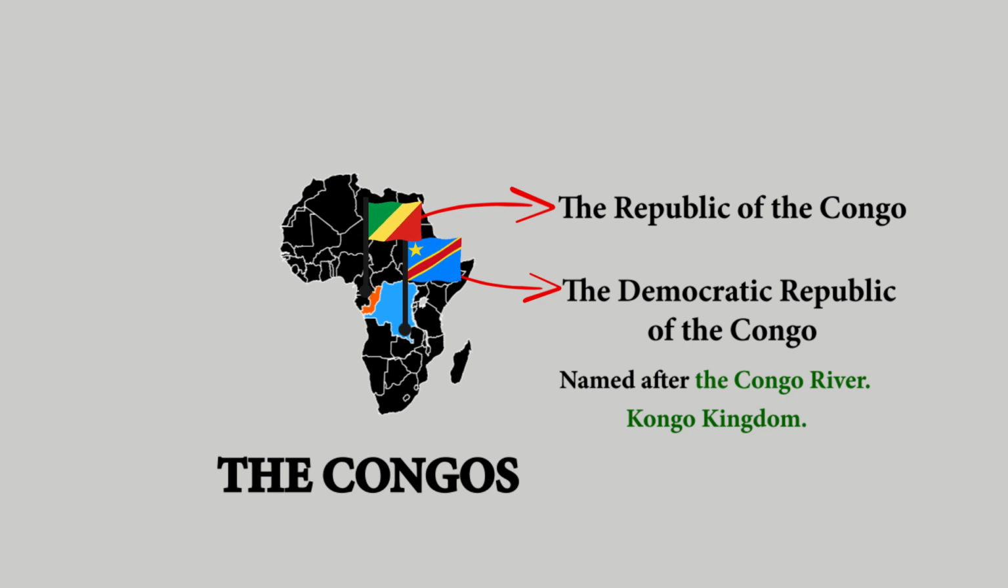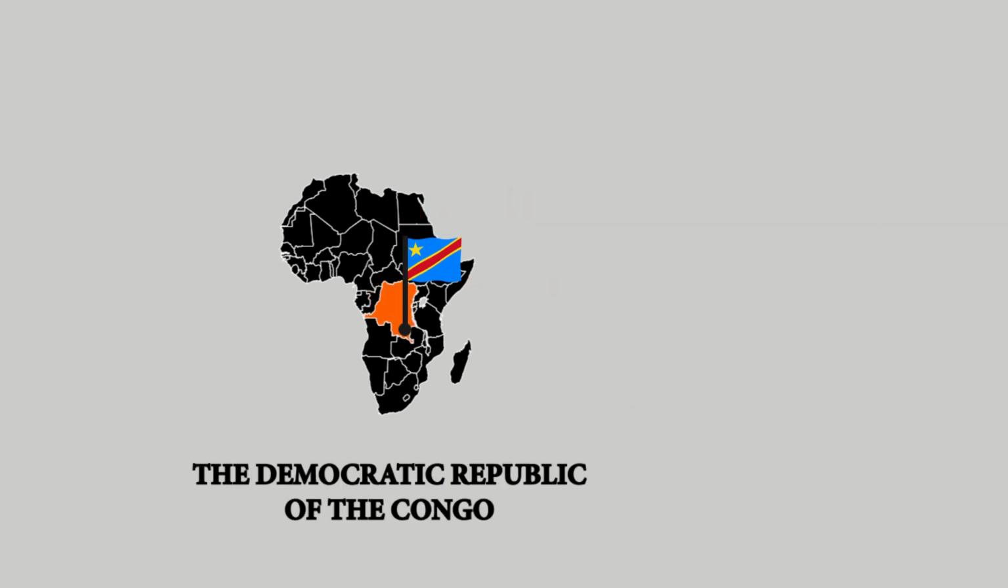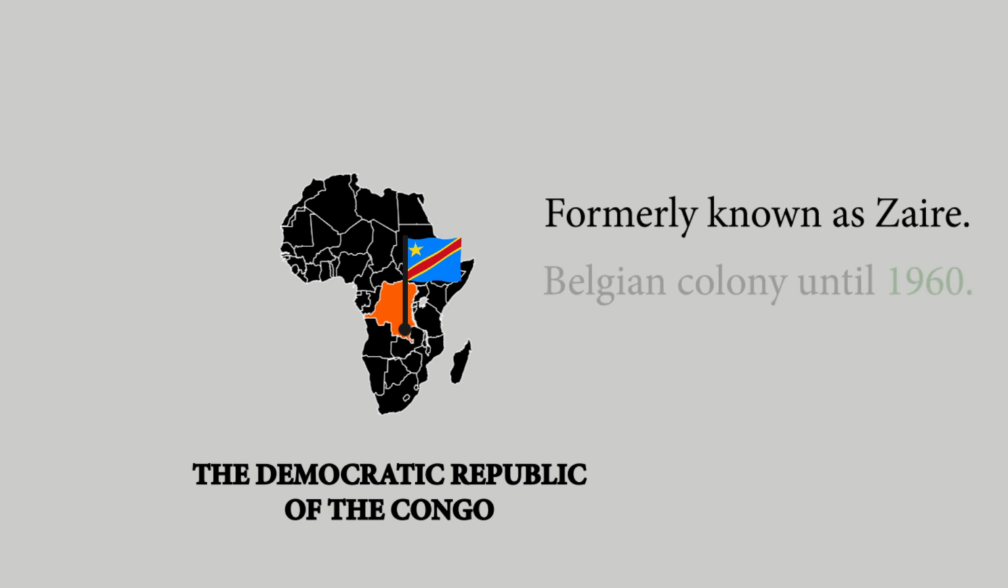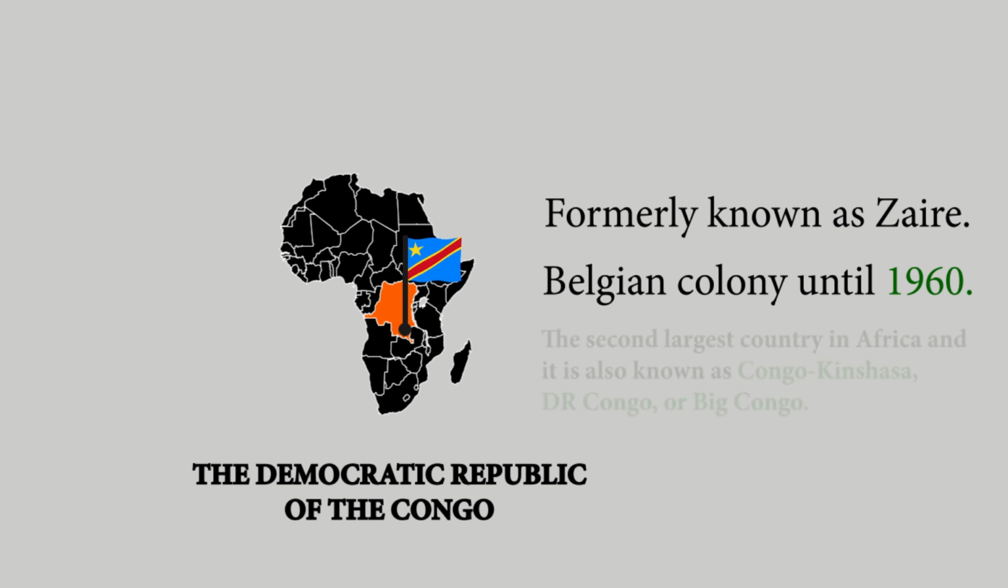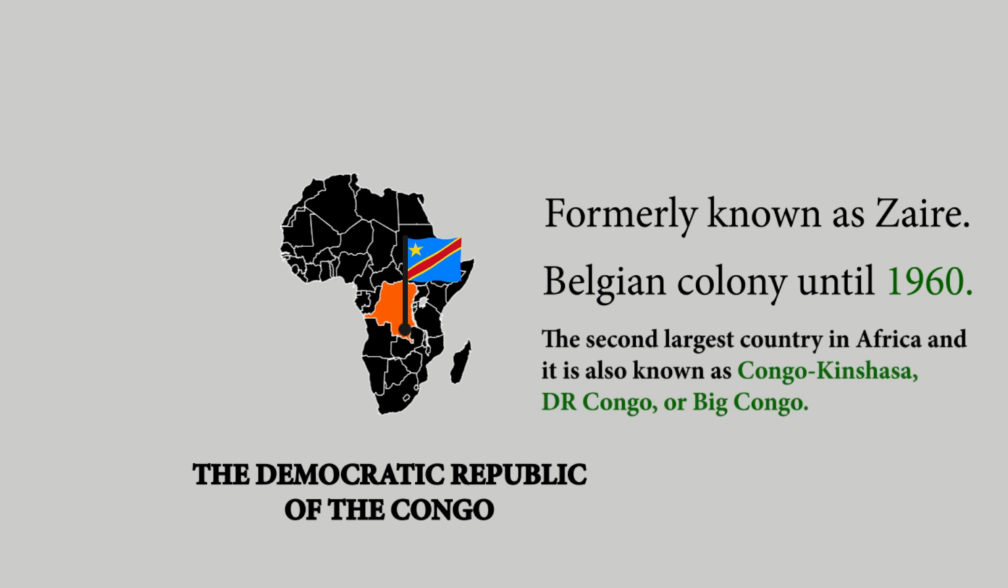The Democratic Republic of the Congo, formerly known as Zaire, was a Belgian colony until its independence in 1960. It is also the second largest country in Africa, and it is also known as Congo Kinshasa, DR Congo, or Big Congo to distinguish it from its neighbor Congo.